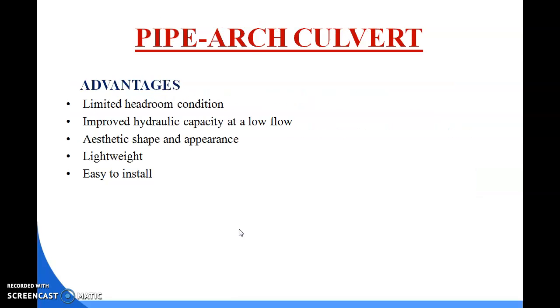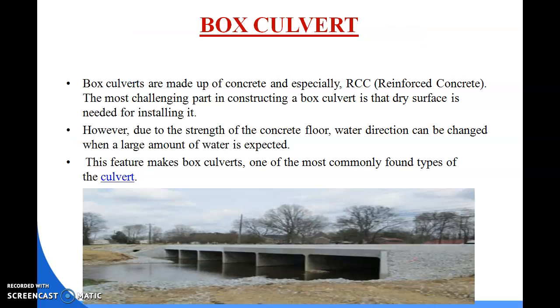Next, what are the advantages of using a pipe arch culvert? It suits limited headroom conditions and has improved hydraulic capacity at low flow, where the flow of water is low. By using this pipe arch culvert, it improves the hydraulic capacity in those places. It is also lightweight and easy to install. Next come to the box culvert.